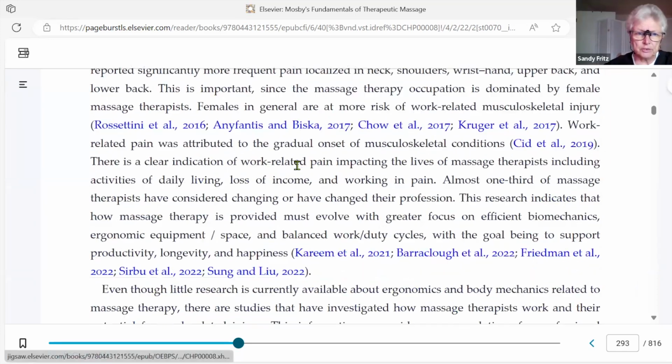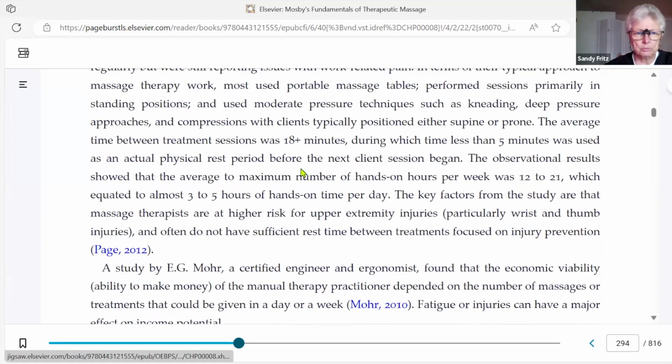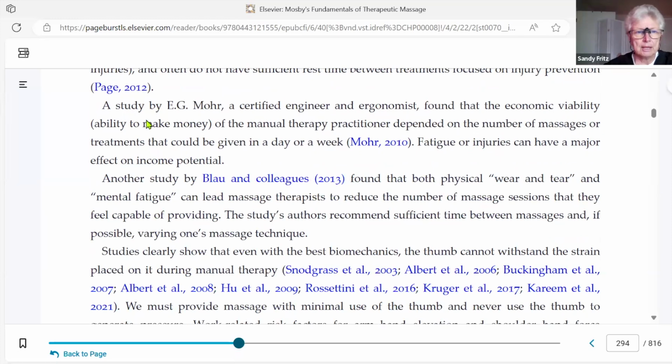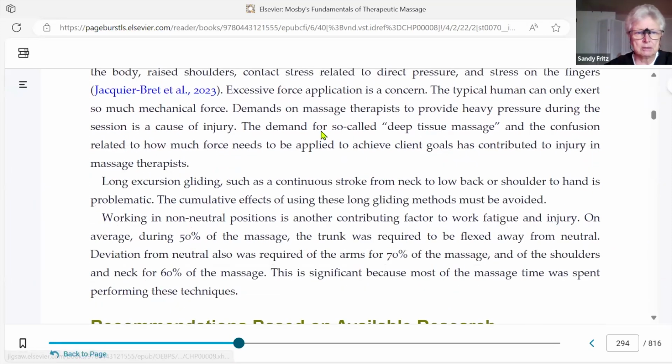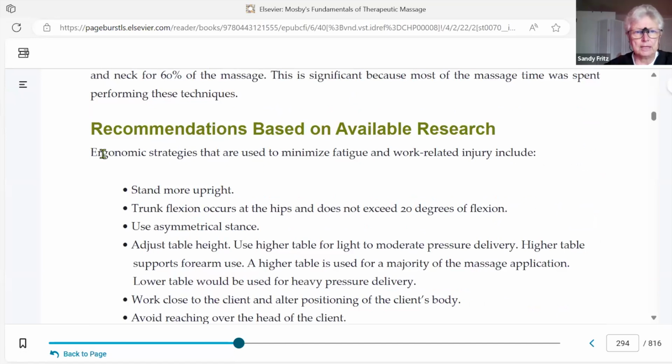So here's the research, and do read through this. Ed Moore is actually a graduate of Health Enrichment Center. And then here are the recommendations, and this is how you're being taught, based on this research, for how you're going to most effectively use your own body.